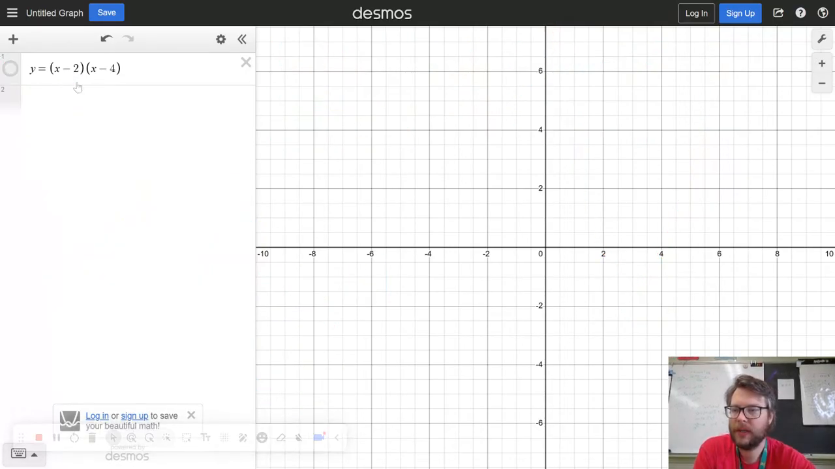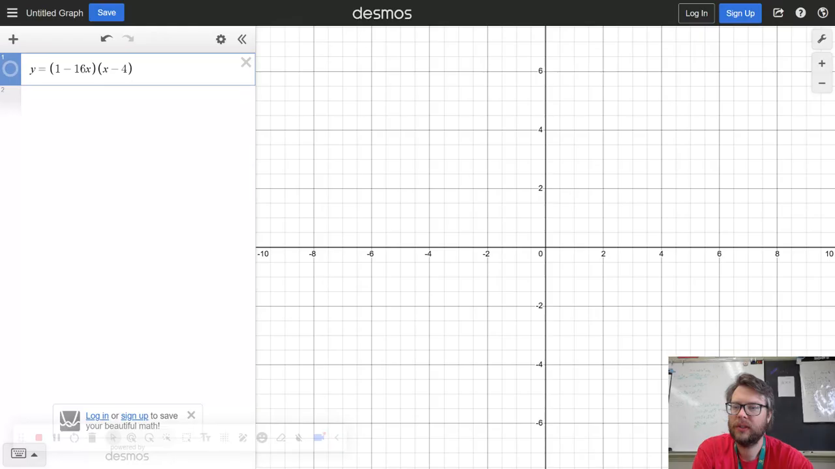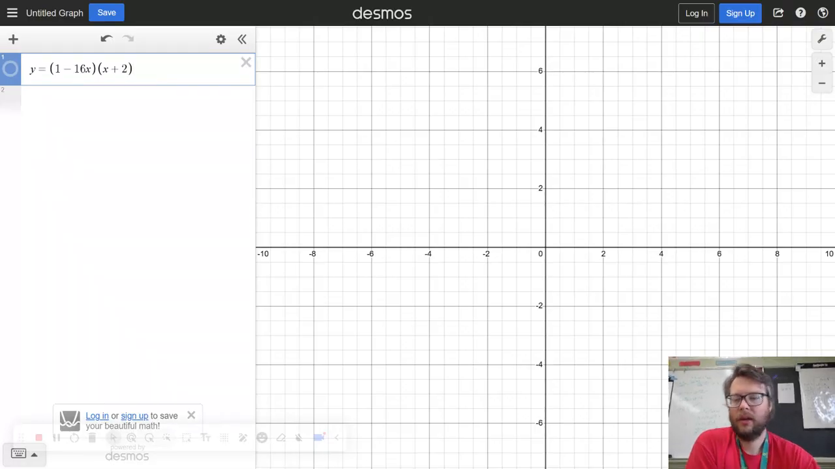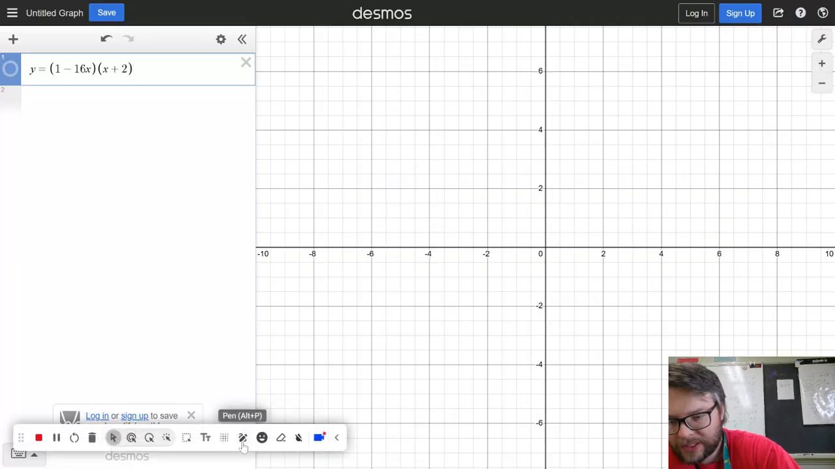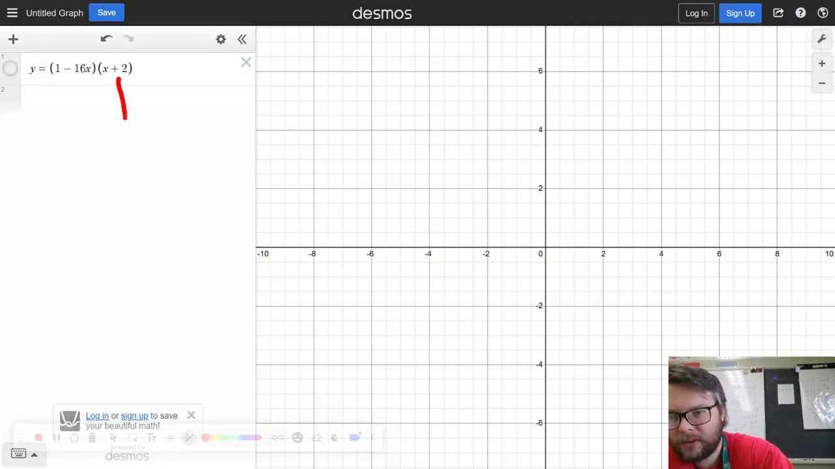All right, so let's turn this off. Let's make it harder. Let's do like 1 minus 16x times x plus 2. Okay? One of those is easy for me to determine the x-intercept. I know right here that x is equal to negative 2.